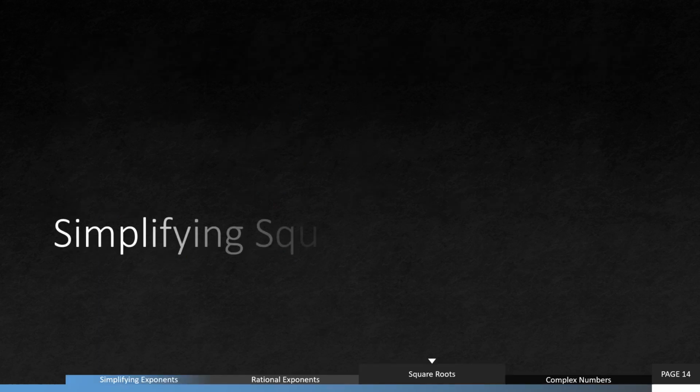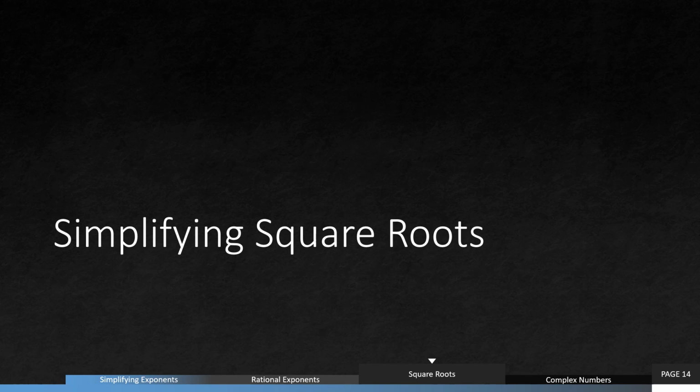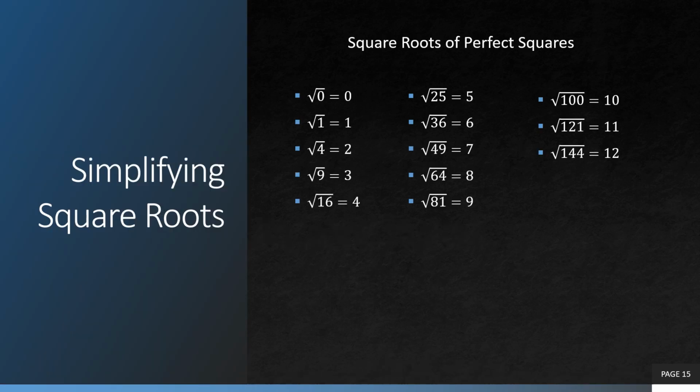For this section, we're going to work with simplifying square roots. So most of you are familiar with the square roots of your perfect squares. So if I were to multiply, for example, 12 times 12, I get 144. So the square root, or the principal positive square root of 144, is 12. And we're going to be working with those positive square roots for this. If you're not familiar with these, I suggest you write them down somewhere and get used to them. Super important to know these.